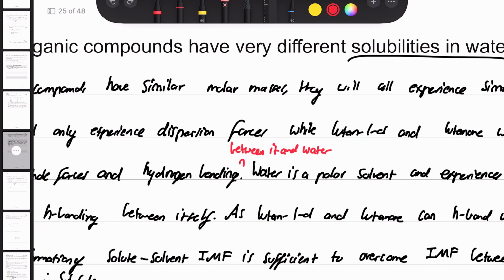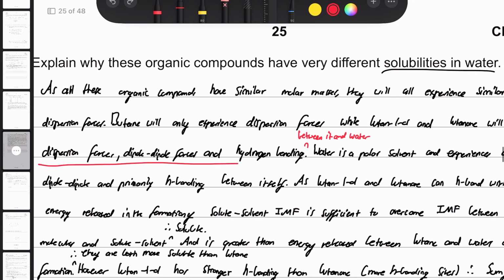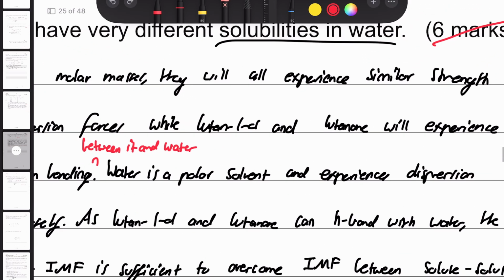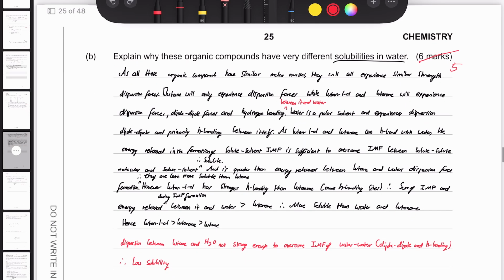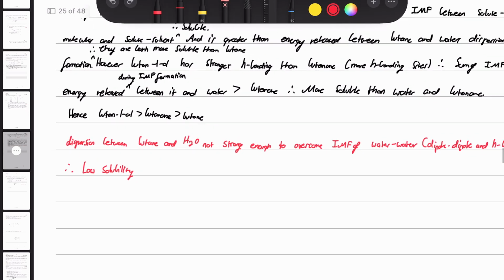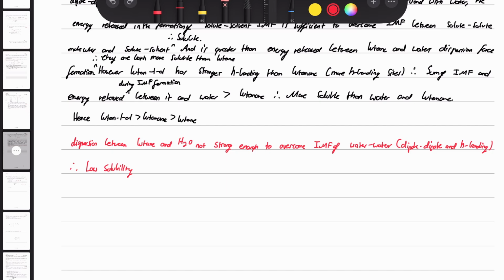Here, I should have been more specific and said we'll experience these when it's with water, because butane will not experience hydrogen bonding between itself. So I should have been more specific about that. And then I lost a mark for not talking about why butane has low solubility.